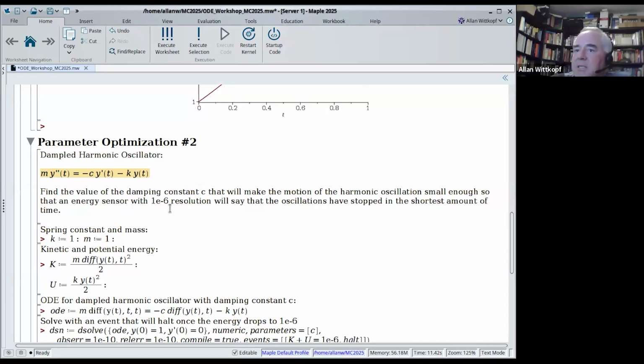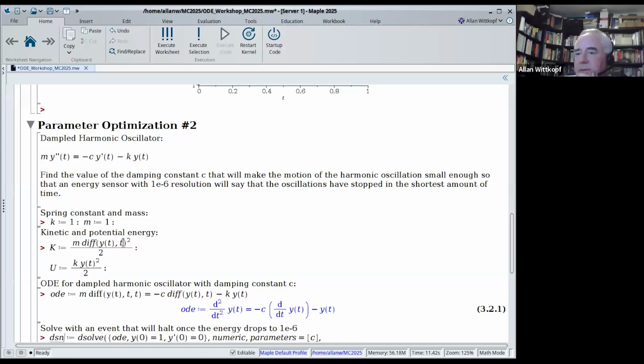damps as fast as possible if we're measuring the energy with 1e-6 resolution. And so that sensor would say that the oscillations would stop in the shortest amount of time. Okay. For simplicity, we're just going to set K and M to 1. You can come up with the kinetic and potential energy, which is what we're going to measure. This is our ODE that we described up there with the M and K parameters evaluated out.